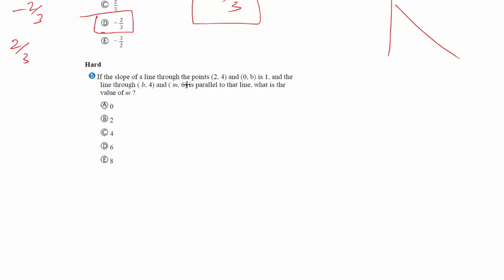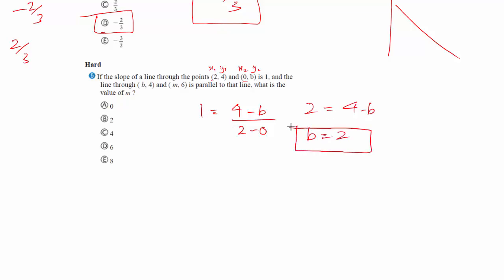If the slope of the line through the points 2, 4 and 0 b, so we can mark it as x1, y1, x2, y2. We don't need to first read everything. And the slope is 1, so we can simply say slope is equal to y1 minus y2 divided by x1 minus x2. So most of our job is done. 2 minus 0 is 2. So multiplying by 2 to both sides, you will get 2 equals 4 minus b, and then b equals 4 minus 2, so b is equal to 2. We have not read the complete question, but we got the value of b.